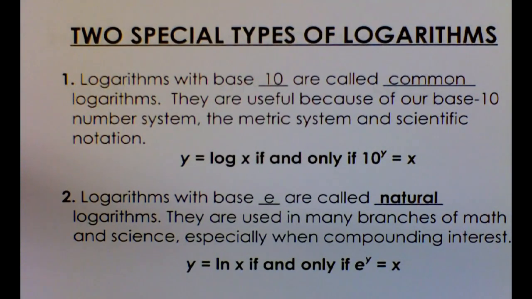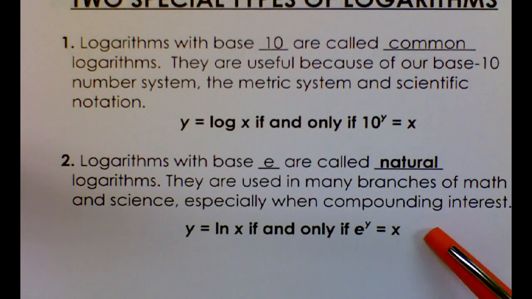There are two special types of logarithms, because in your calculator, you'll notice you don't have log base something. A logarithm with a base of 10 is called a common logarithm. It's very useful because of our base 10 number system, the metric system, scientific notation, and the fact that that's what your calculator has. On your calculator, it just says log. That is a base of 10. So y equals log of x if and only if 10 to the y power equals x. Log without a base written in is base 10.